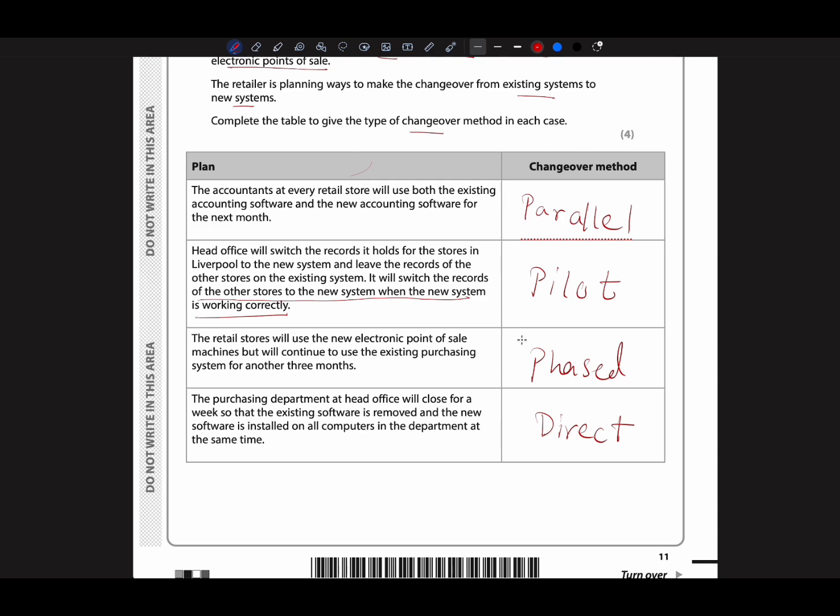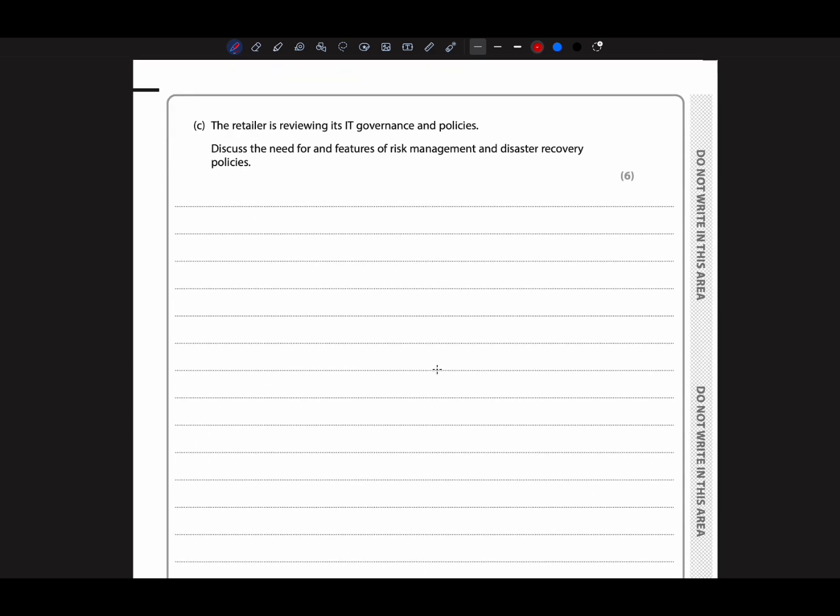Okay, now we'll move to question number C. The retailer is reviewing its IT governance and policies. Discuss the need for and features of a risk management and disaster recovery policy.